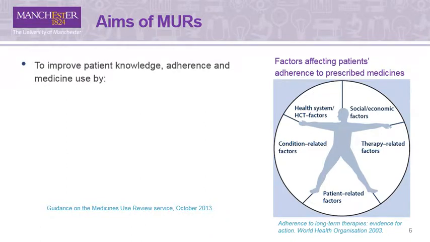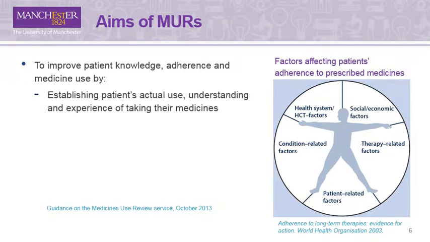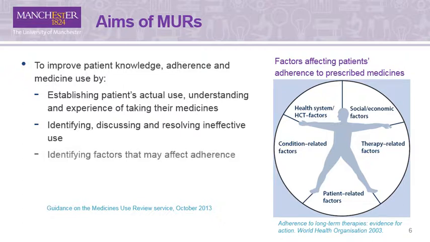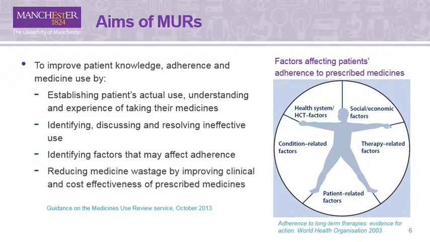The aim of MURs is to improve patient knowledge, adherence, and medicine use by establishing patients' actual use, understanding and experience of taking their medicines; identifying, discussing, and resolving poor or ineffective use of their medicines; identifying factors such as side effects and drug interactions that may affect adherence; identifying polypharmacy by going through each medicine one by one; improving the clinical and cost effectiveness of prescribed medicines; and reducing medicine wastage.